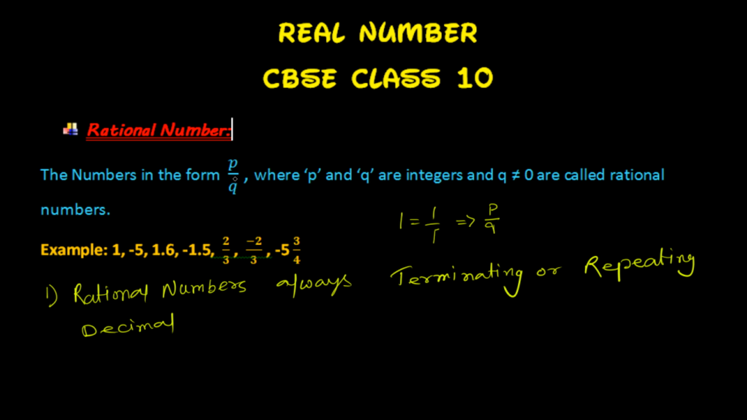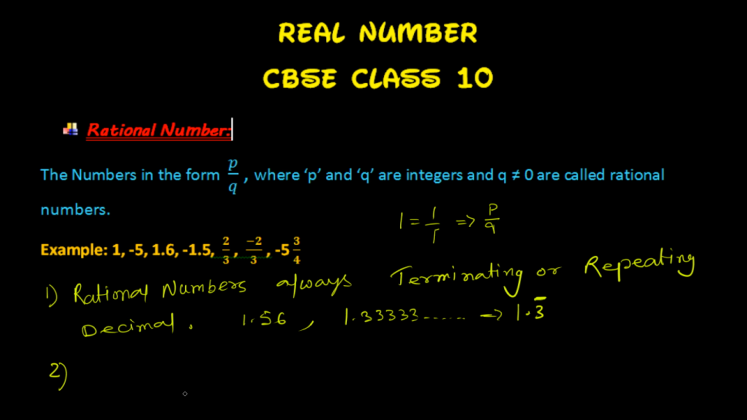That means if you convert them into decimal form, the rational number always gives you something like 1.56. That's a terminating decimal because the decimal is not going further. Or we can have 1.33333 and so on. That's a repeating decimal because the 3 is getting repeated each and every time, which we can even write as 1.3 bar using the symbol of repetition. That's the first observation we have.